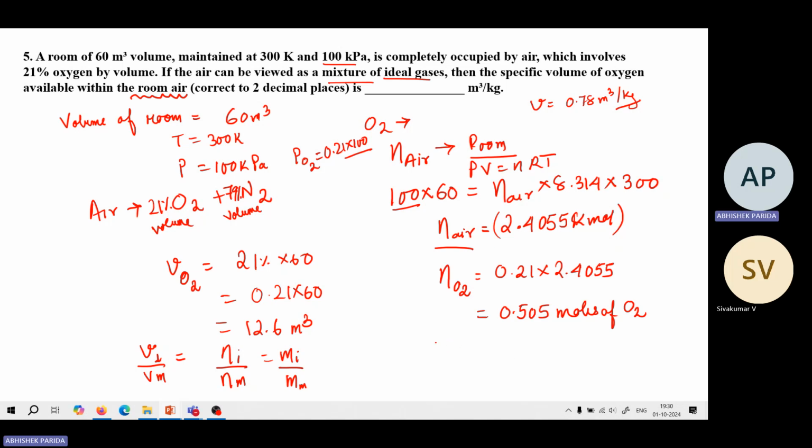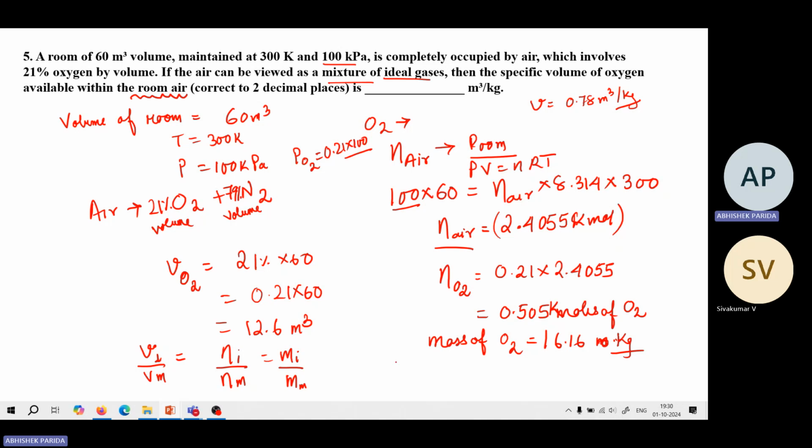Once that is done, what is the mass of oxygen then? Just multiply by 32. We'll get 16.16 kg. Sorry, it is kilomoles. Okay, 16.16 kg. Now, the thing that you have missed here is that it is asking for the room air. So how much is the total volume? It is 60. So you don't have to divide 12.6 by 16.16.